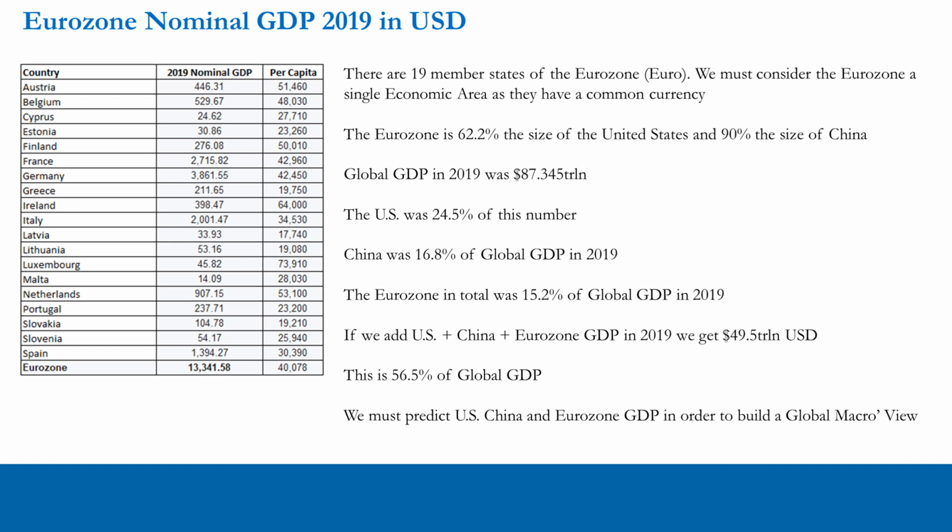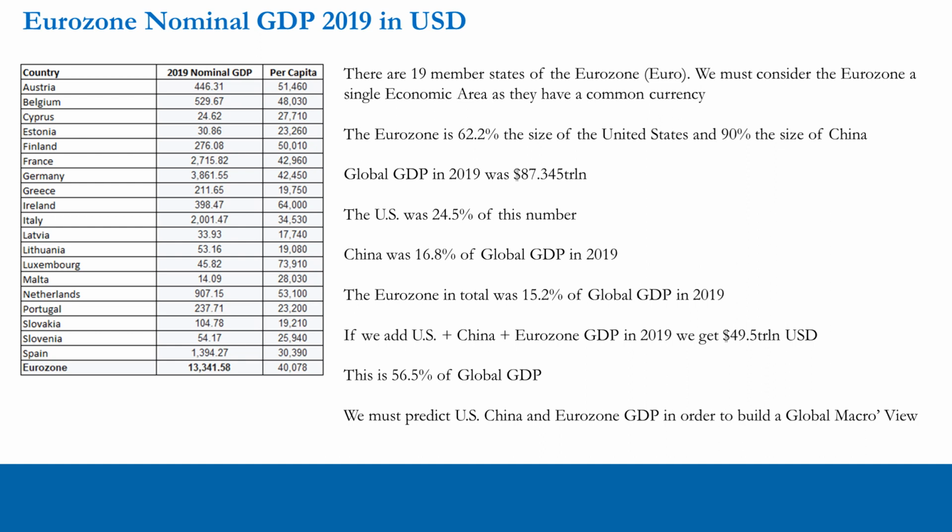Now, when we look at the size of the Eurozone economy, the Eurozone is 62.2% the size of the United States and 90% the size of China. And if you look on the left-hand side, the Eurozone is made up of the 19 states on the left-hand side with the GDP stats for 2019. And at the bottom of the table, you can see the total Eurozone GDP number for 2019.